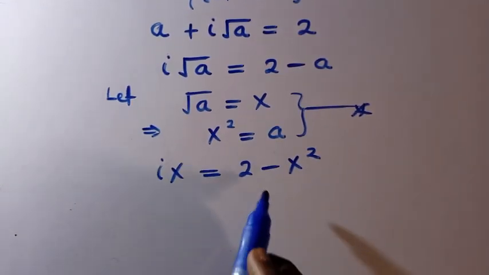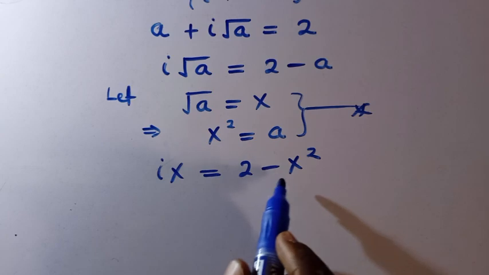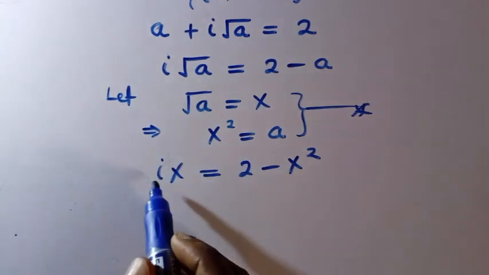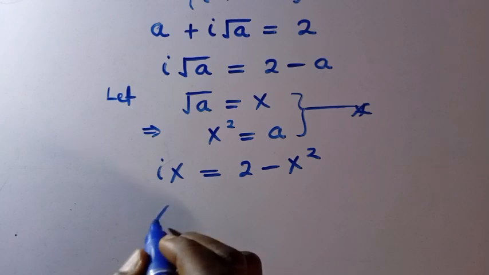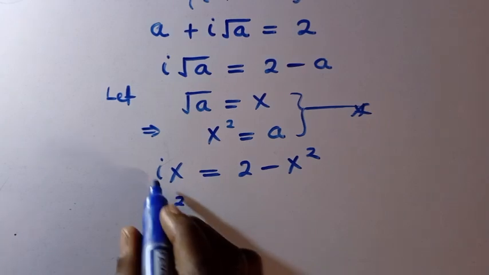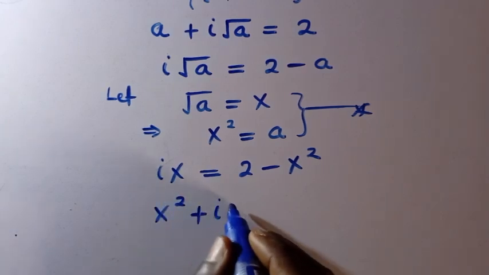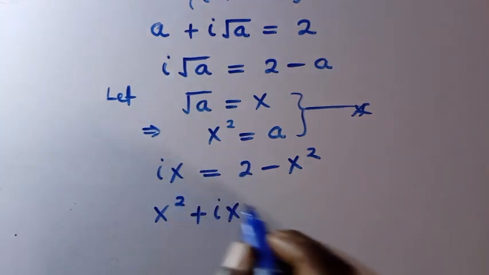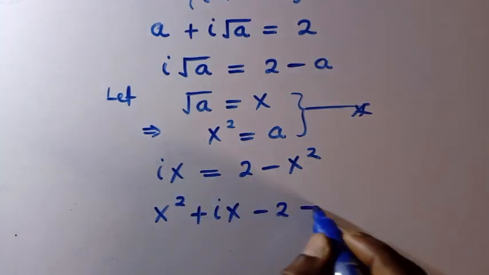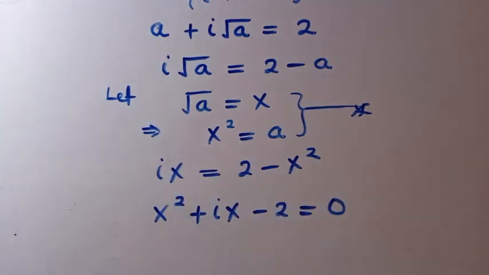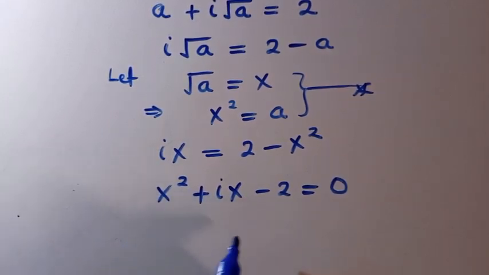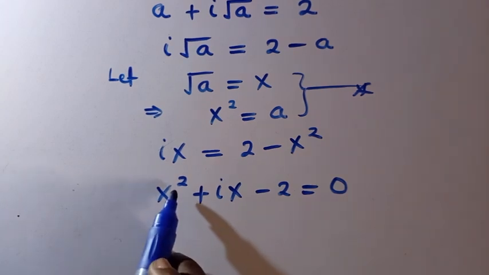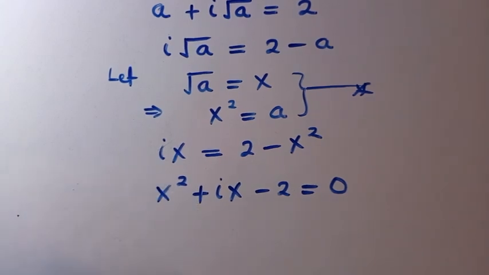Then let's rearrange by transferring this to the other side. By transferring this one here, we have minus x coming here, and this becomes plus x squared, and here is plus i multiplied by x. When this comes here, it becomes minus 2, and this equals 0. And again, here is a quadratic equation where we have x squared here.